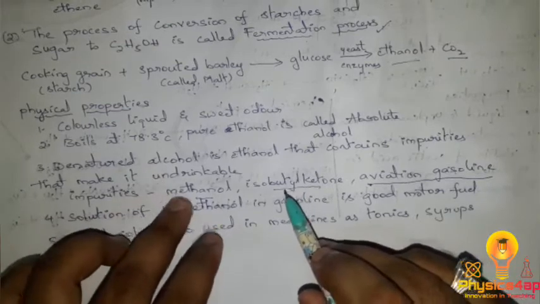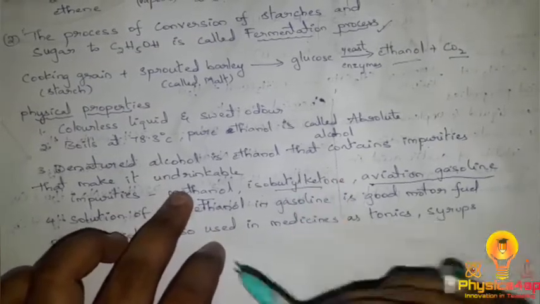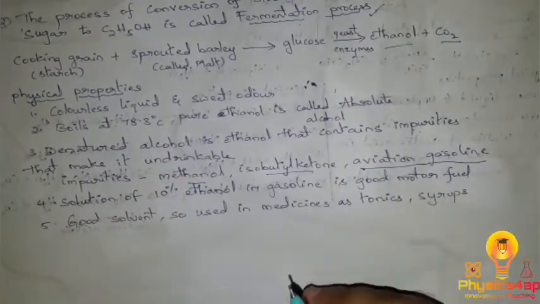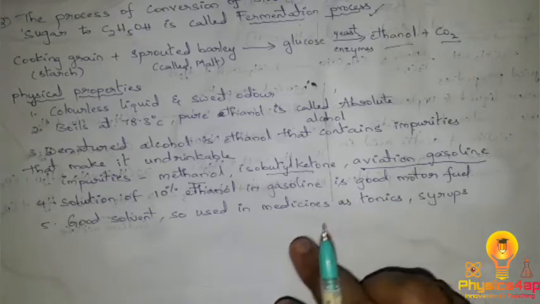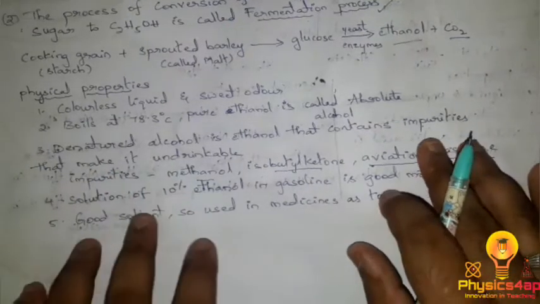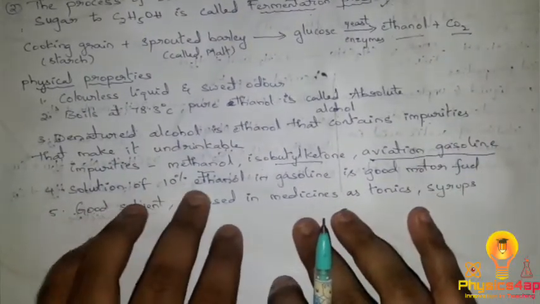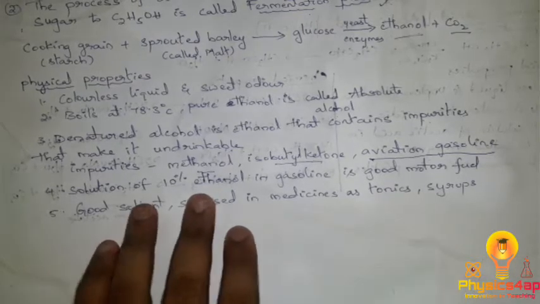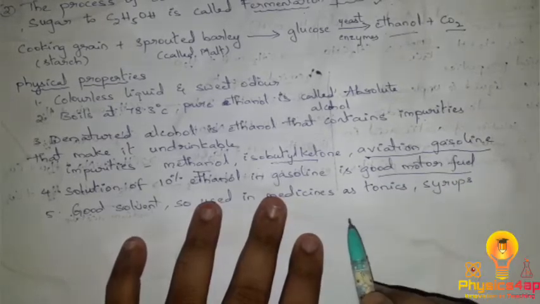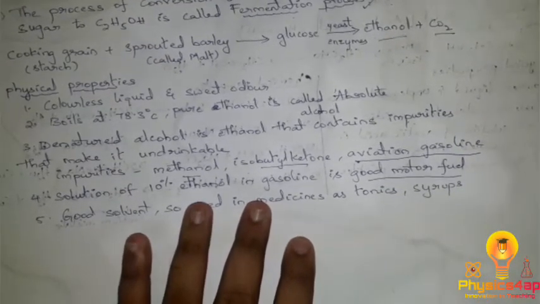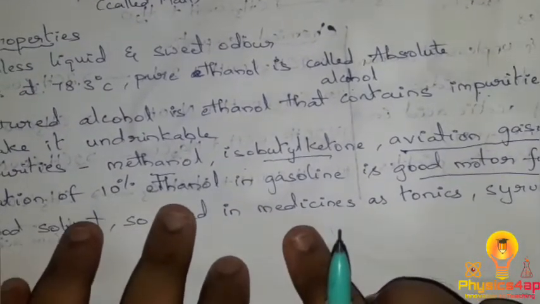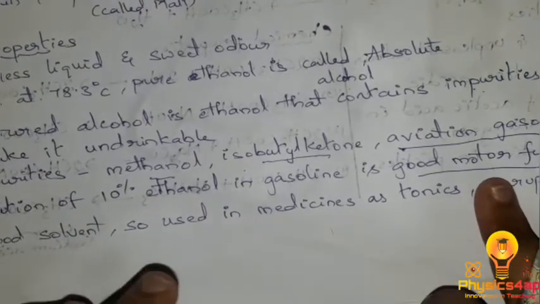So these are not used for drinking purposes, but they are used for other purposes, like motor fuels and aviation gasoline, that is, in aeroplanes we use it as a fuel. And here a solution of 10% ethanol in gasoline is used as a good motor fuel. So a good motor fuel has 10% ethanol.